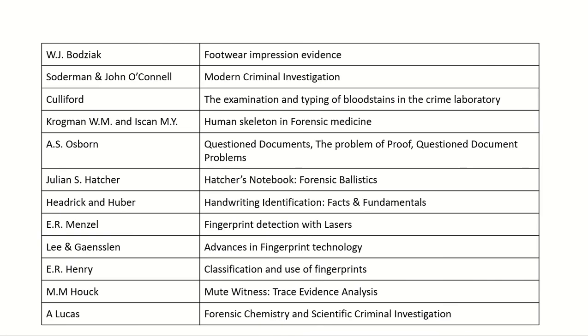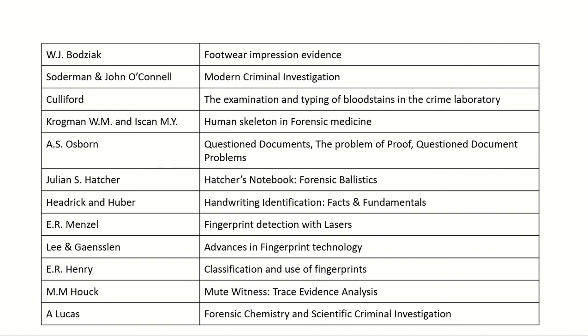Bodziak is the author of Footwear Impression Evidence. Soderman and John O'Connell are the authors of Modern Criminal Investigation. Culliford, The Examination and Typing of Blood Stains in the Crime Laboratory. Krogman W.M. and Iscan M.Y., The Human Skeleton in Forensic Medicine. A.S. Osborn, Questioned Documents. Also, another book, The Problem of Proof, and Questioned Document Problems.